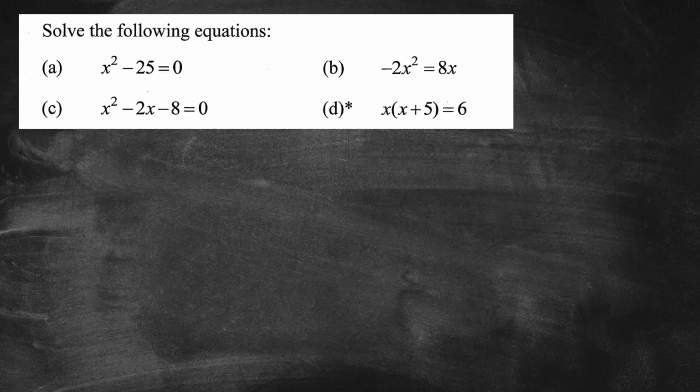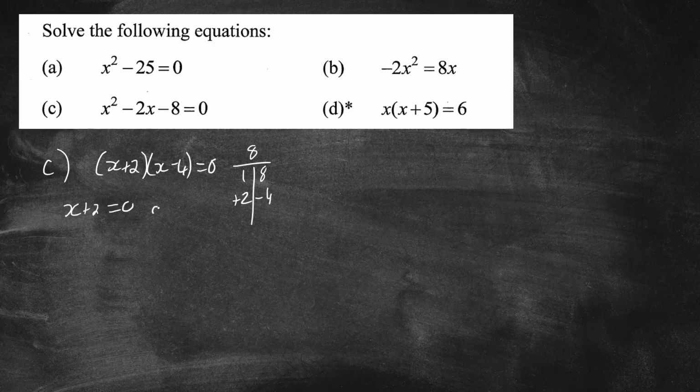Okay, so for C, now that is quadratic factorization. Factors of 8 to get 2, so 1 and 8, 2 and 4. So 2 and 4 can give me negative 2, so minus 4 plus 2. So I go x plus 2, x minus 4 equals to 0. So x plus 2 equals to 0, or x minus 4 equals to 0. So x is equal to minus 2, or x is equal to 4.